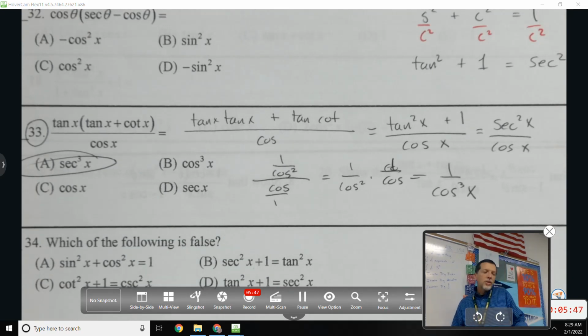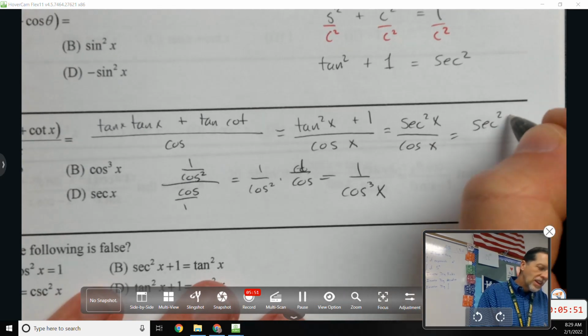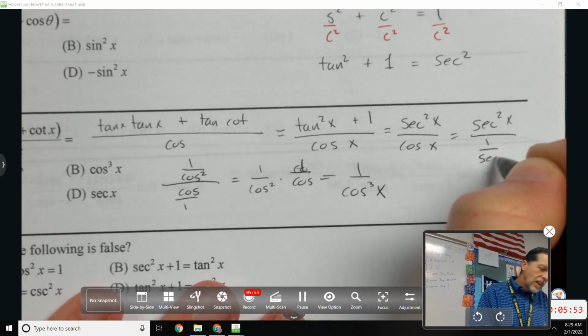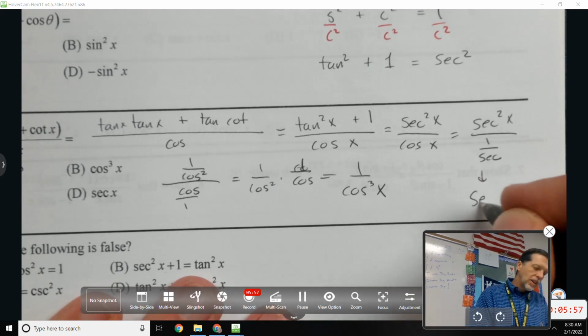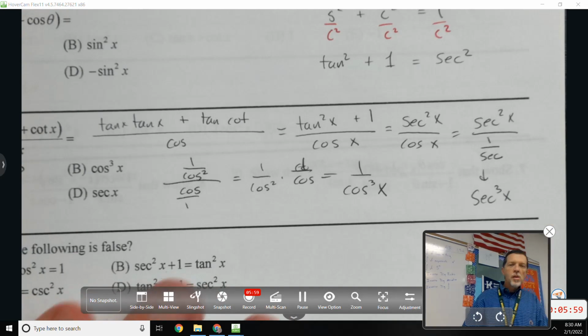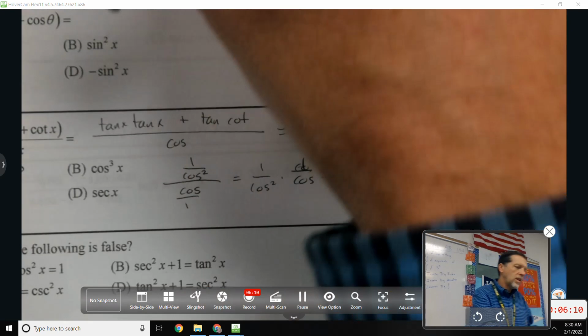Yes. The other way to do that one would have been to switch out the cosine for secant. And then when you keep it, change it, flip it on that, you would get secant cubed. But it's a good example of there's more than one way to get there. Good question. Number 30.